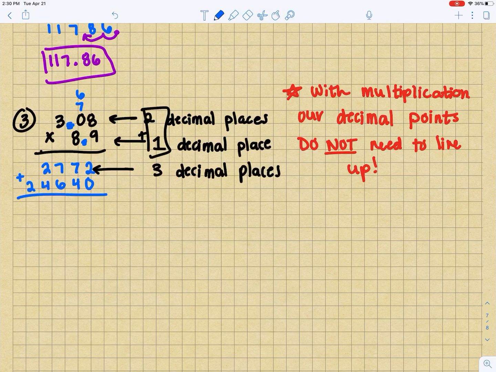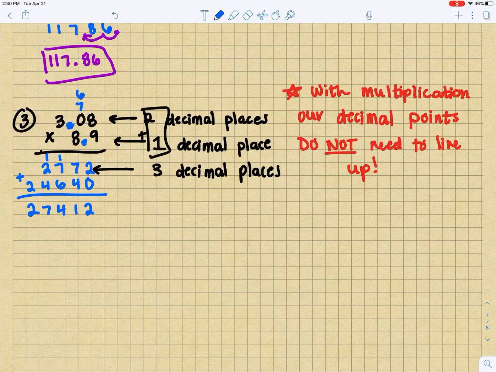Let's add these together. 2 plus 0 is 2, 7 plus 4 is 11, so I carry the 1. 7 plus 6 is 13, plus 1 is 14, drop the 4, carry the 1. 4 plus 2 is 6, plus 1 is 7, and then 2 plus 0 is 2.